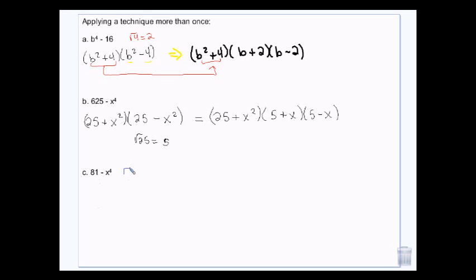And then I have the square root of 81 to be 9, and x to the fourth to be x squared. So I get 9 plus x squared, 9 minus x squared, perfect squares again.